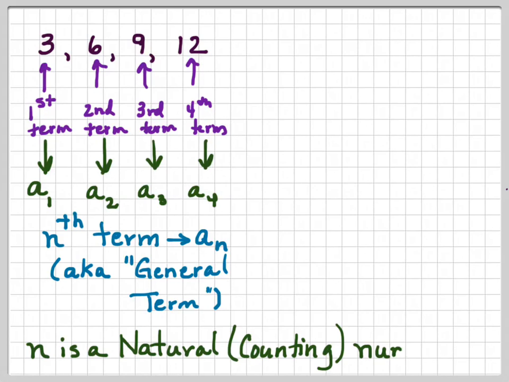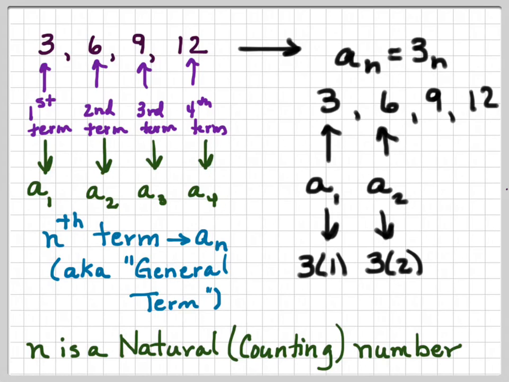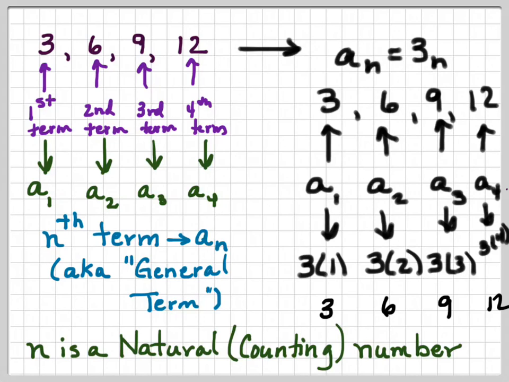N is a natural number or a counting number, so we always start our n with 1. We don't start with 0 or -1. It always has to start with 1. If we look at a sub n equals 3n, then we substitute n equals 1 for the first term, which would be 3. N equals 2 for the second term, which would be 3 times 2 is 6. A sub 3 would make it 3 times 3 is 9. And a sub 4 would make it 3 times 4 is 12. So we have 3, 6, 9, 12 as our sequence.